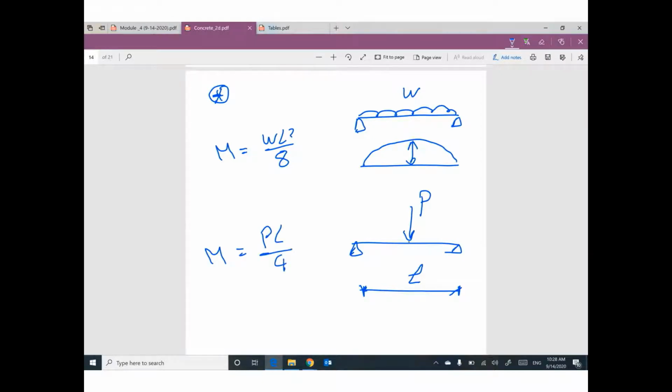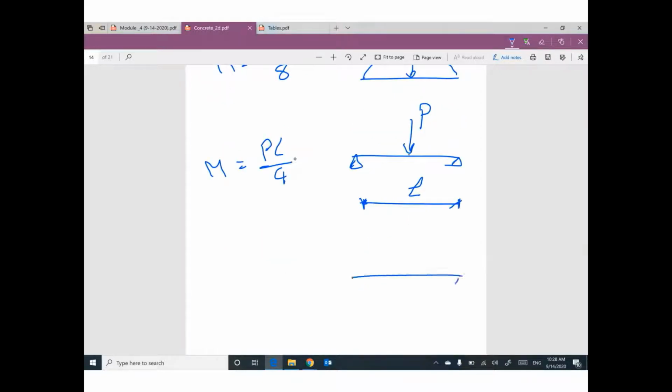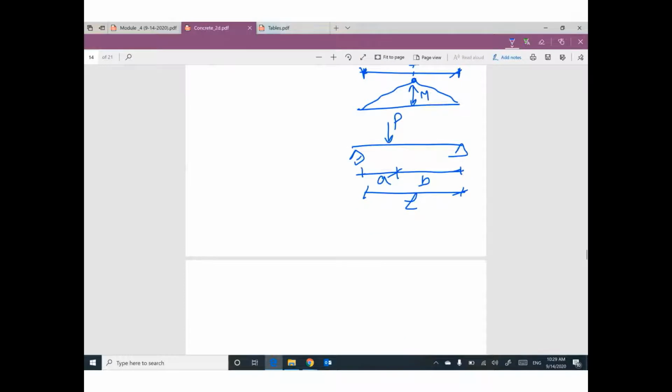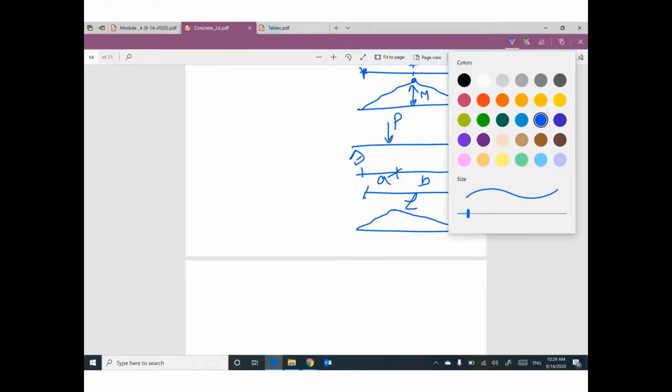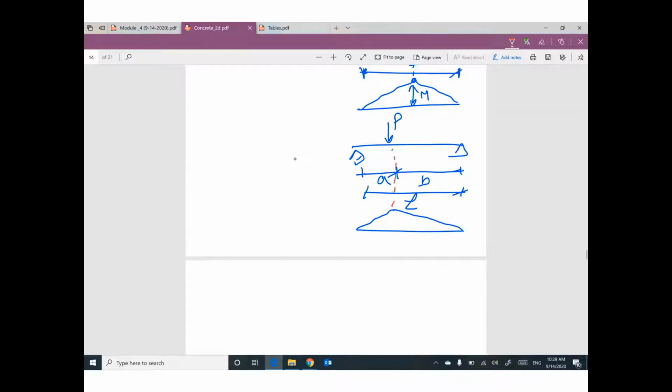Your moment here will look like a triangle, and the vertex of the triangle is at the same location as the load. And this value of moment equals PL over 4. If this concentrated load is not at mid-span, so we have distance a, distance b, and the total distance is L, your bending moment will be a triangle. Don't forget the vertex of the triangle is at the same location as the applied force. This maximum moment will be Pab divided by L.